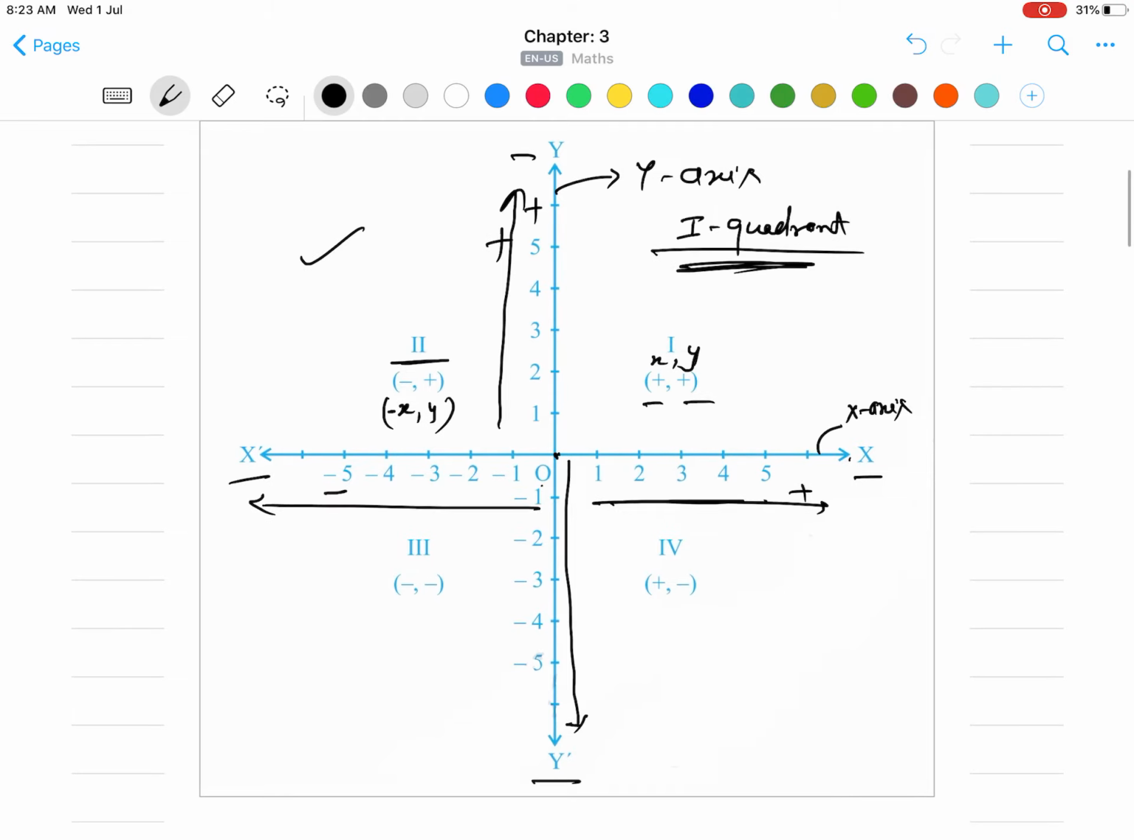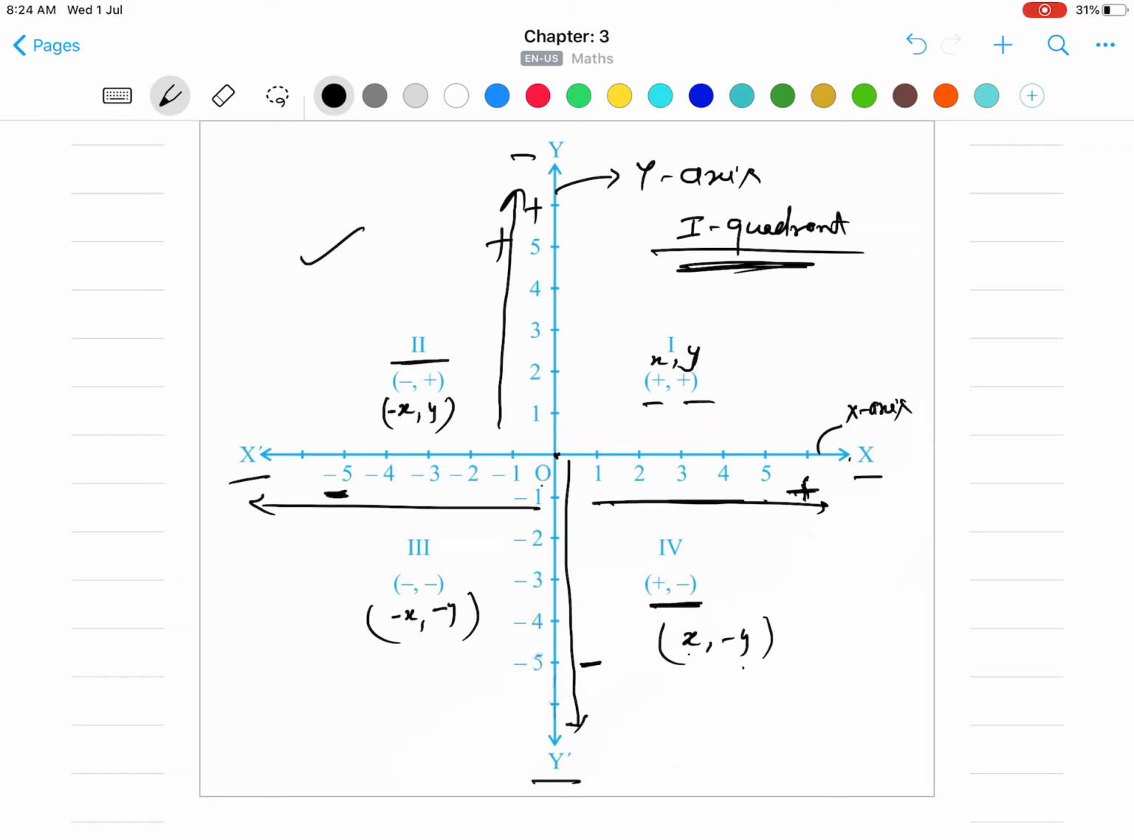Similarly, in the third quadrant the x side has a negative value and the y side also has a negative value. That means a point lying in the third quadrant must have both x and y negative, in the form of minus x, minus y. If a point is like this, that point will lie in the third quadrant. Then in the fourth quadrant we have a positive value of x and a negative value of y. That means the point will be like this, x and minus y. The value of x will be positive and the value of y will be negative. So these are the sign conventions.